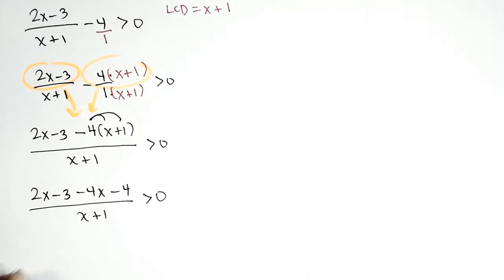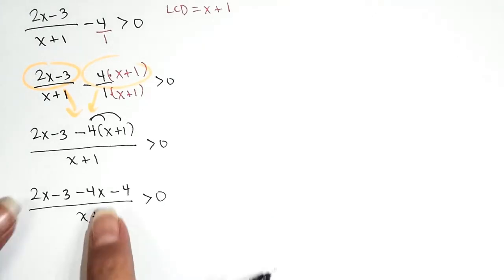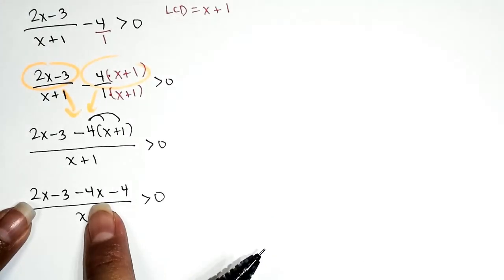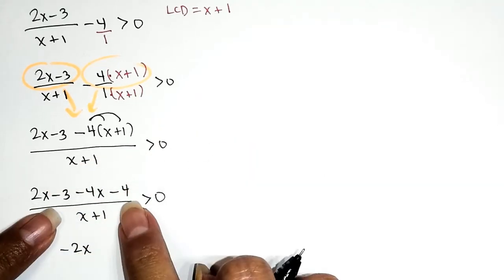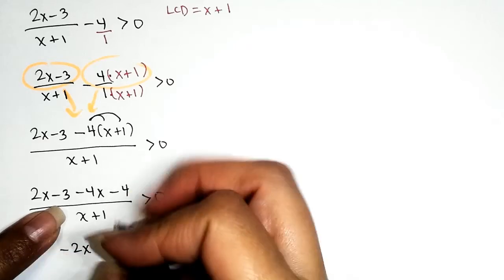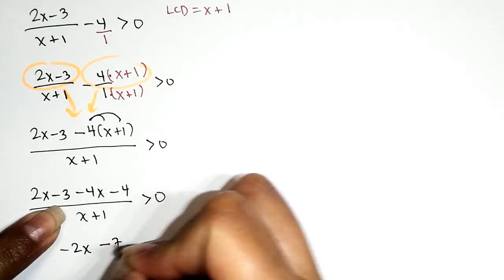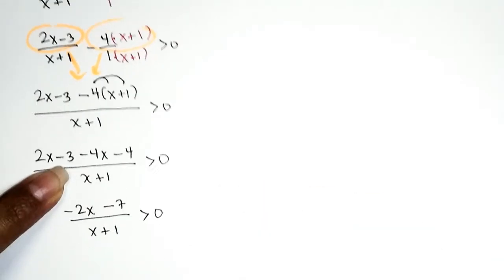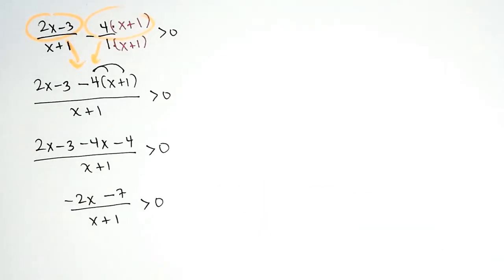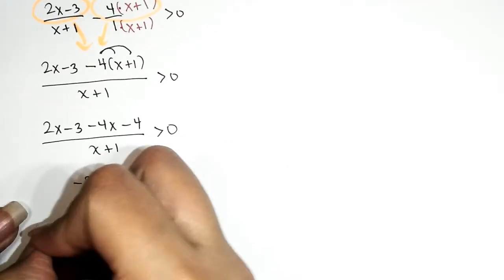Okay, let's take our time and combine like terms. When we combine the variable terms, 2x minus 4x will give us negative 2x. And the constant terms, negative 3 minus 4 will give us negative 7. And that's all over x plus 1. Okay, so goal number 1 complete. Goal number 1, fix it so we have 0 on one side and a single fraction on the other. Goal number 2, or step number 2, find all zeros.